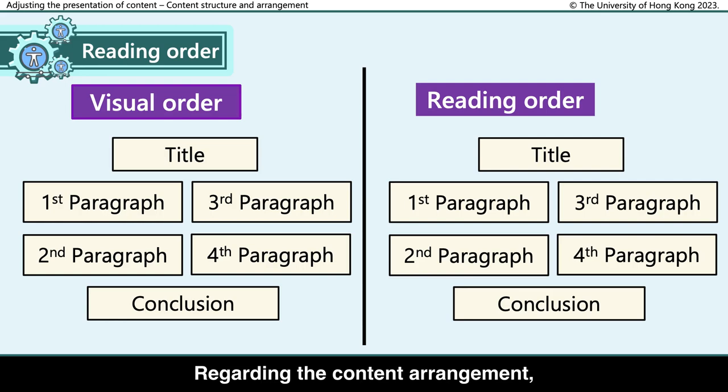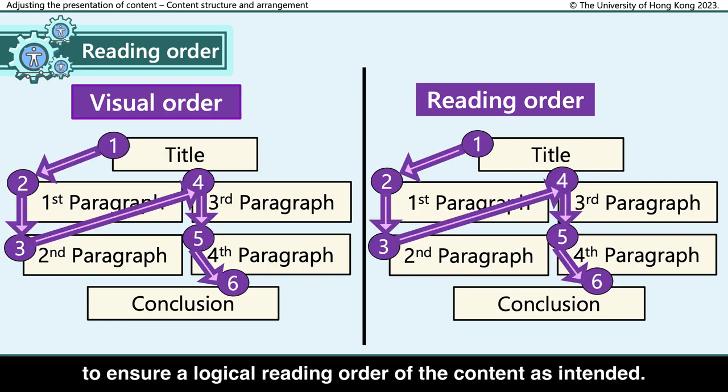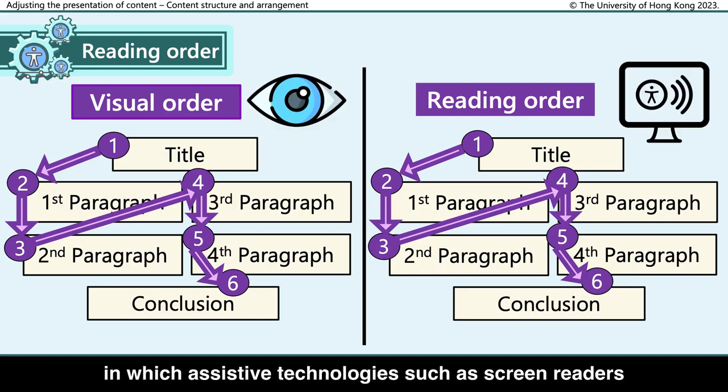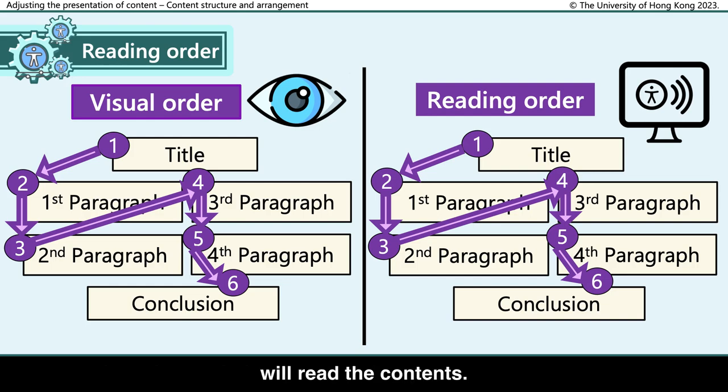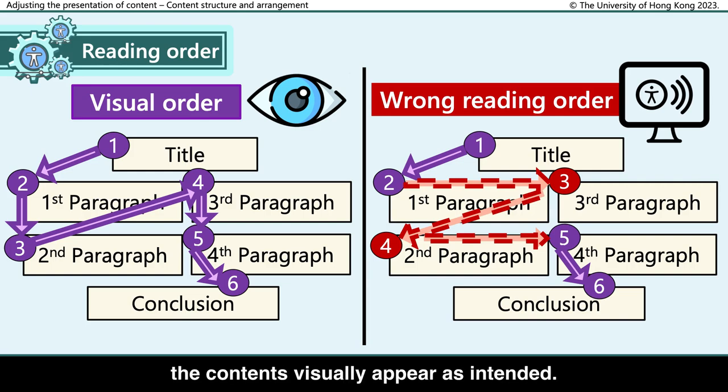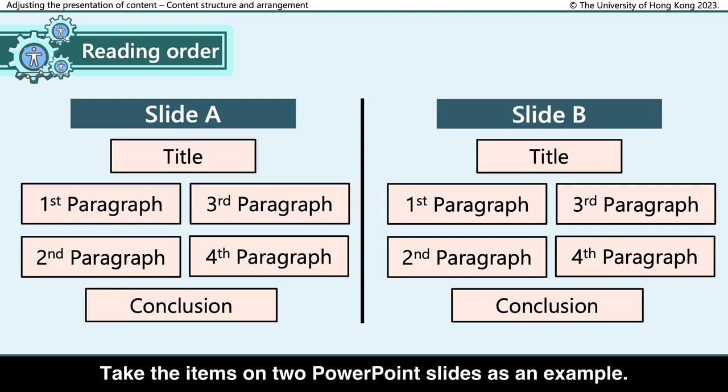Regarding the content arrangement, it is important to ensure a logical reading order of the content as intended. Reading order is the sequence in which assistive technologies such as screen readers will read the contents. Sometimes the reading order can be very different from the position and order in which the contents visually appear as intended. Take the items on two PowerPoint slides as an example.